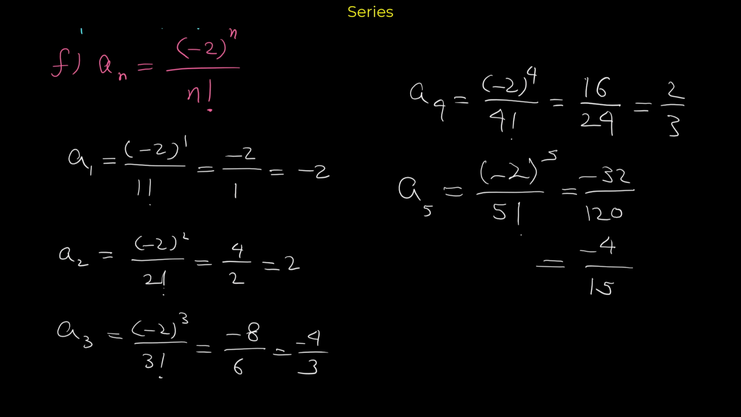I hope by watching this video you have learned how to list the terms of a sequence. And now you know why we write the terms of a sequence: because we want to get an idea about the behavior of a sequence. It helps us understand a sequence better. And then we can decide if it is convergent or divergent, increasing or decreasing, bounded or unbounded.